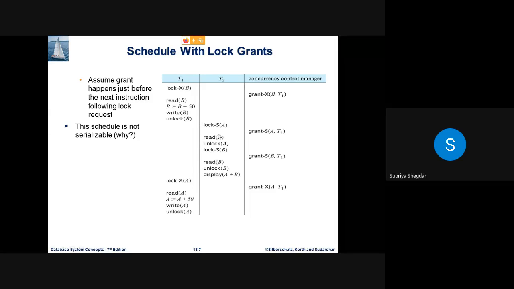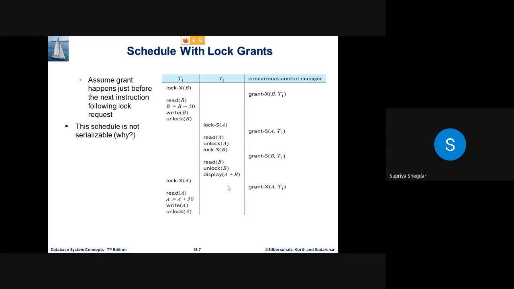Now here, it will execute read A. Okay, consider the value of A is 200. Then unlock A, means this transaction T2 has used this data item A, then he has unlocked that data item. Then lock S on B, means transaction T2 has acquired the shared mode lock on the data item B. Then read B. Okay, so the current value of B is 50. Then display A plus B. So here the value of A is 200 plus the value of B is 50, so it will give us the inconsistent result, that is 250.